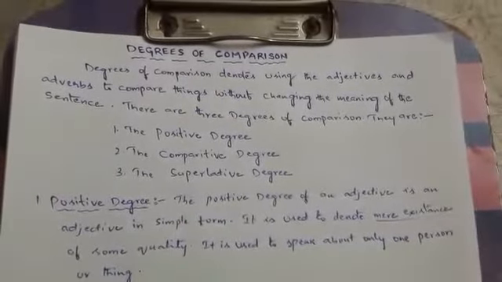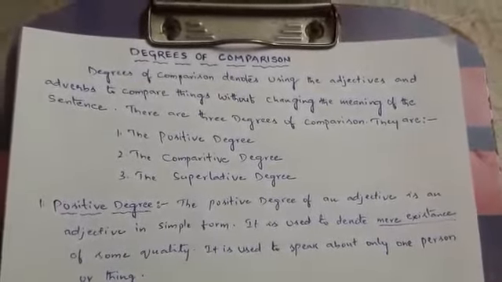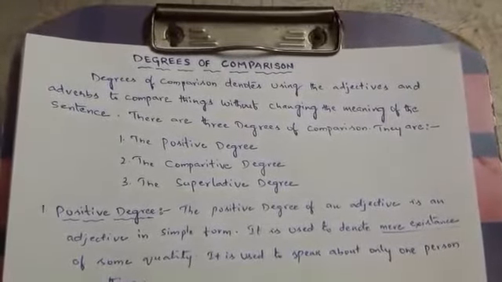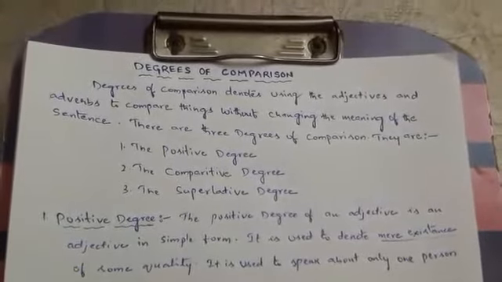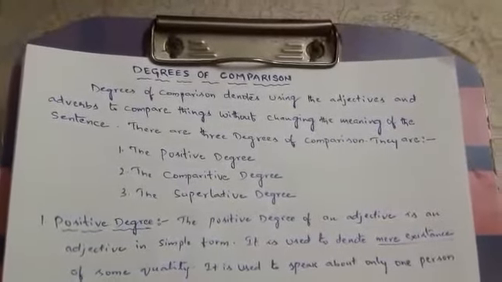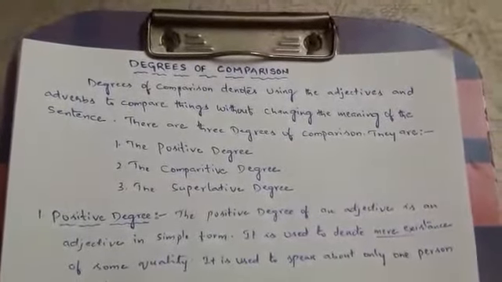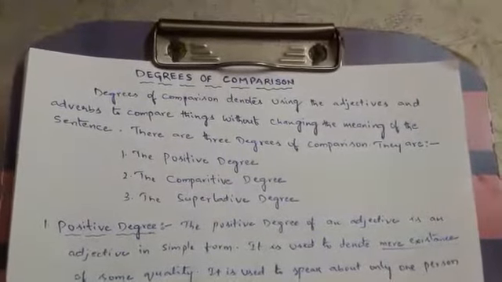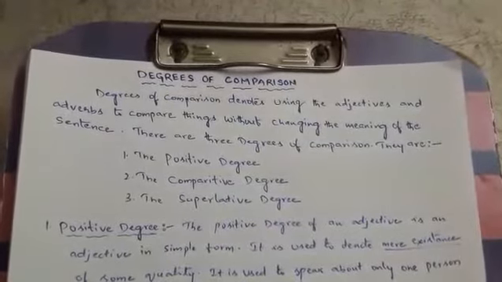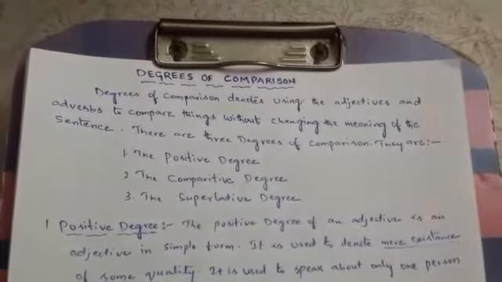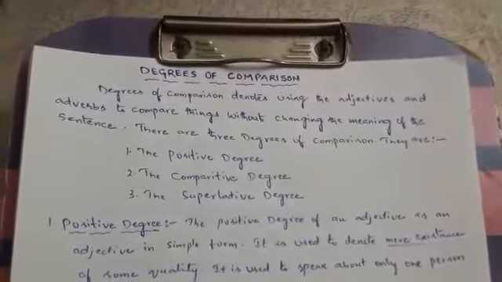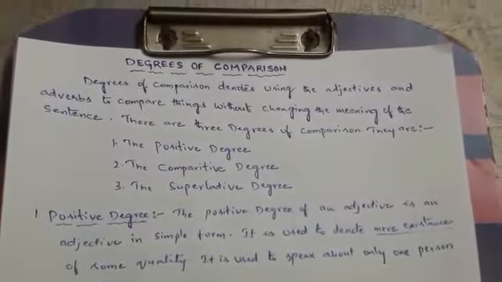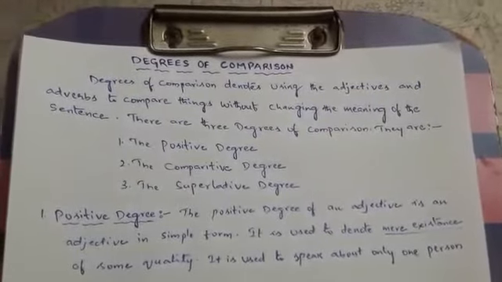Let us start with the grammar topic, degrees of comparison. So you might have come across it in our intermediate and 10th level. Let us revise. Degrees of comparison denotes using the adjectives and adverbs to compare things without changing the meaning of the sentences.